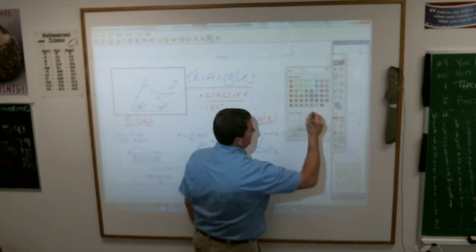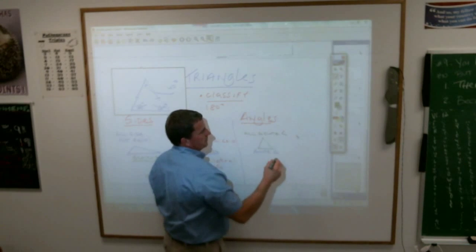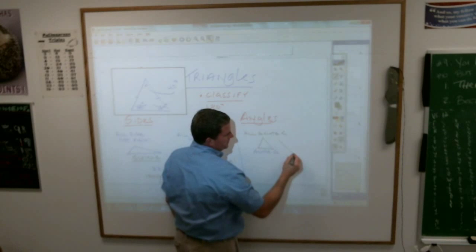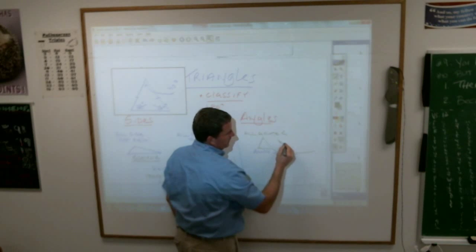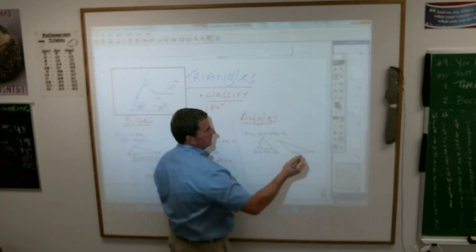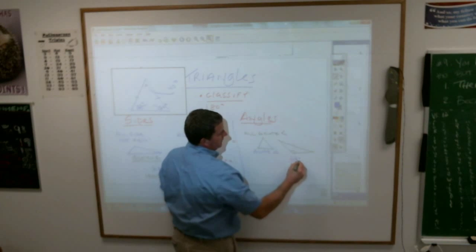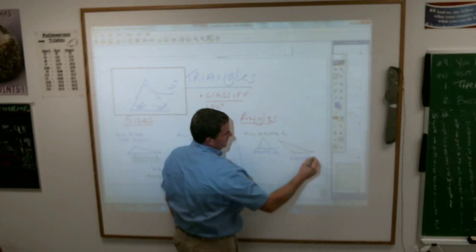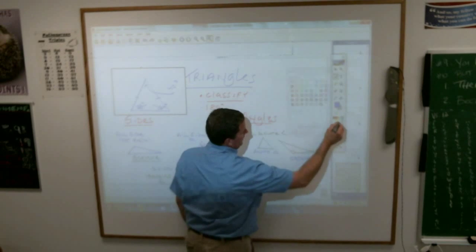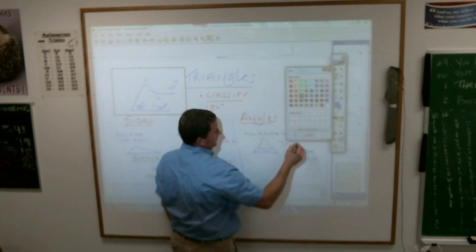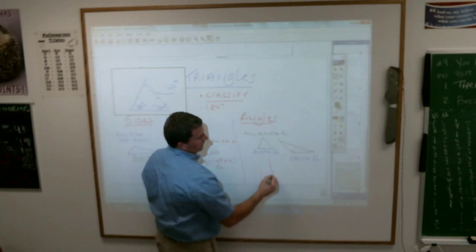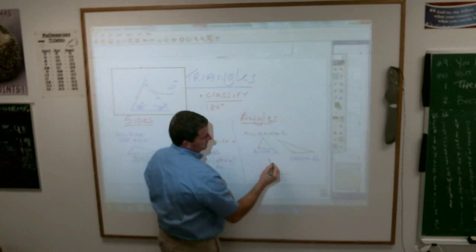You can have a triangle that has one obtuse angle in it, like this. This one's bigger than that. And I know it's a struggle. Guess what that's called? An obtuse triangle. And the other one is you can have a triangle that has one right angle in it.